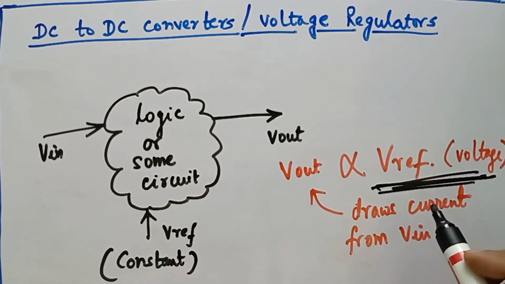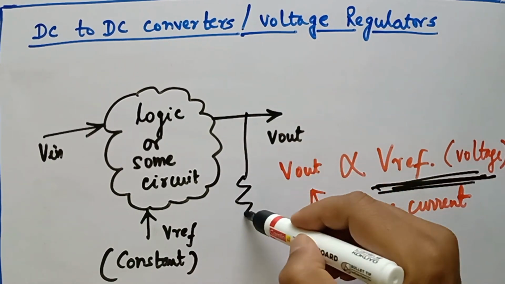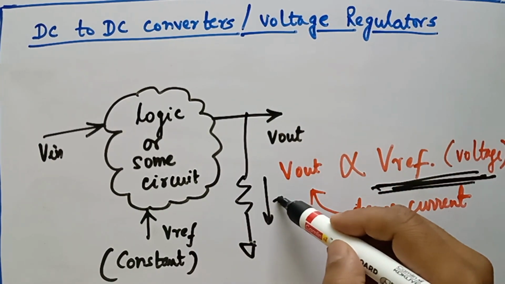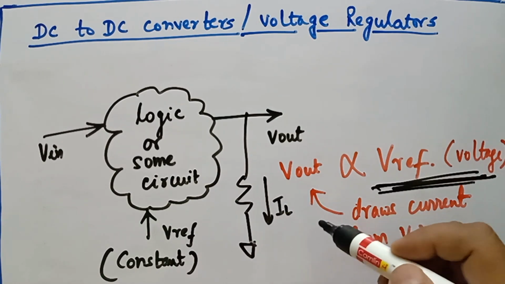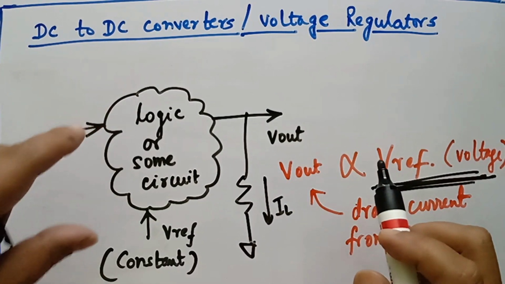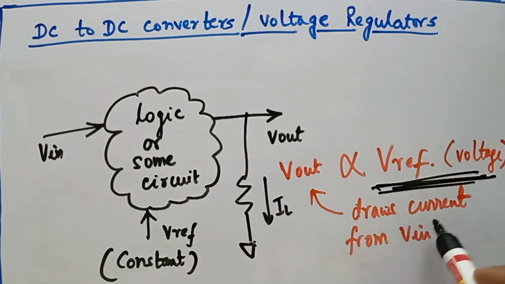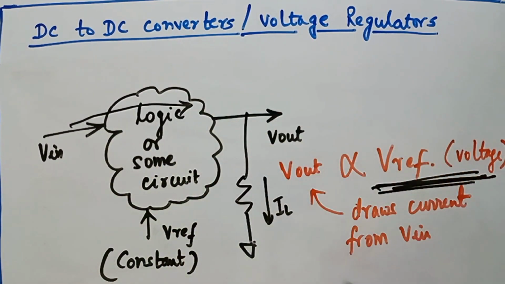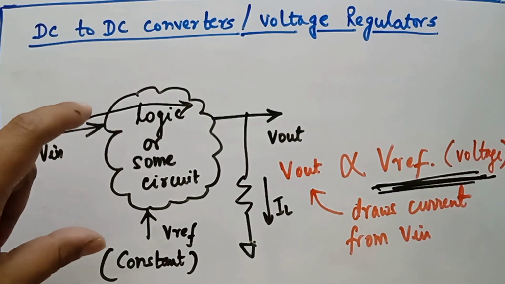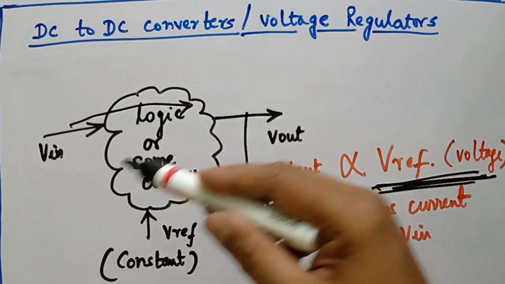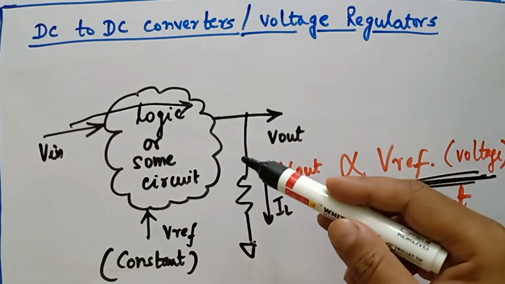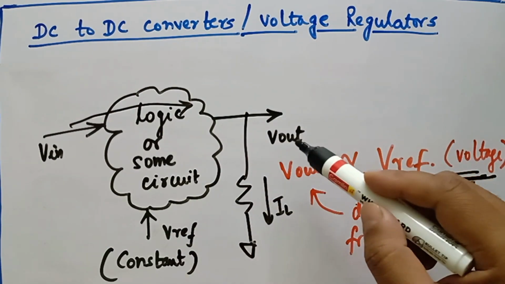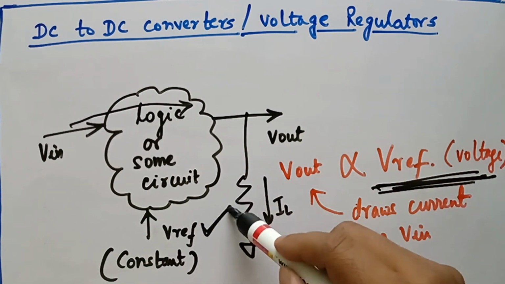However, with changes in the load resistance, if the current demand I load varies, then this logic circuit should have some sort of a provision to draw the current directly from Vin. So we need to design some sort of logic circuit which will draw current from Vin directly, as well as have a steady state voltage with respect to Vref.